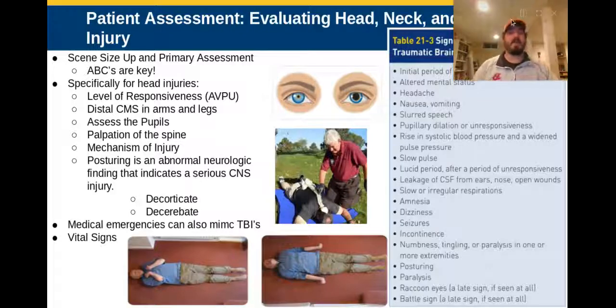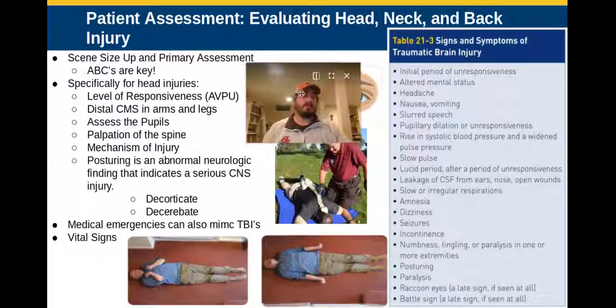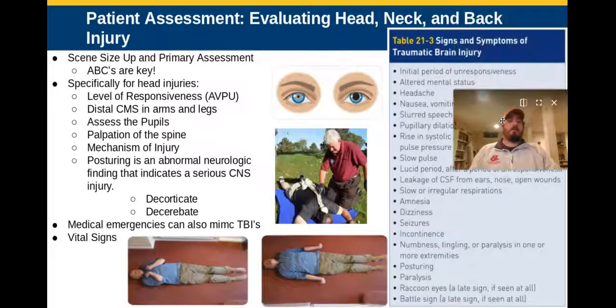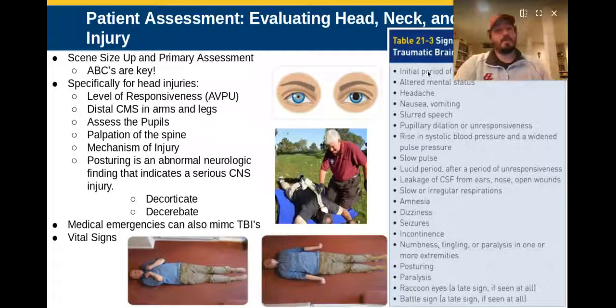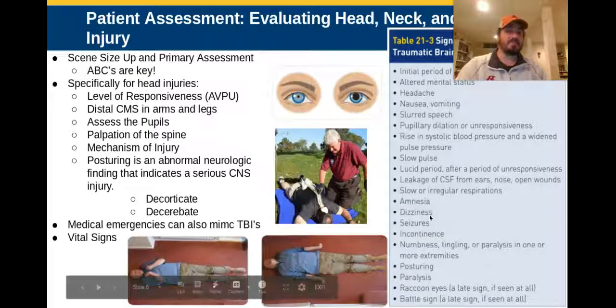Something else to think about, and maybe you've been reading this on the right here, okay, signs and symptoms of a TBI. And the first one there was unresponsiveness, okay? So there's lots of these. I'm not going to read all of them. Unresponsiveness, headache, nausea, altered mental status, loss of consciousness, dizziness, seizures, okay, incontinence, so going to the bathroom, paralysis.